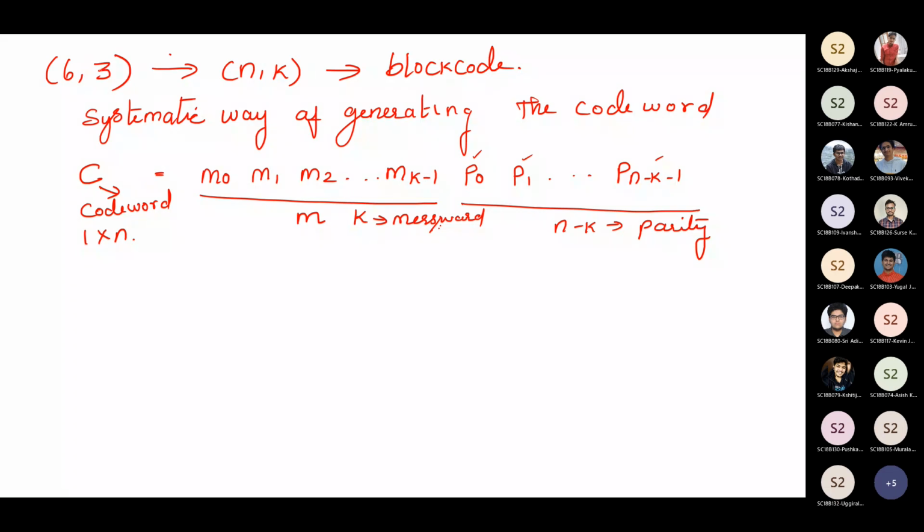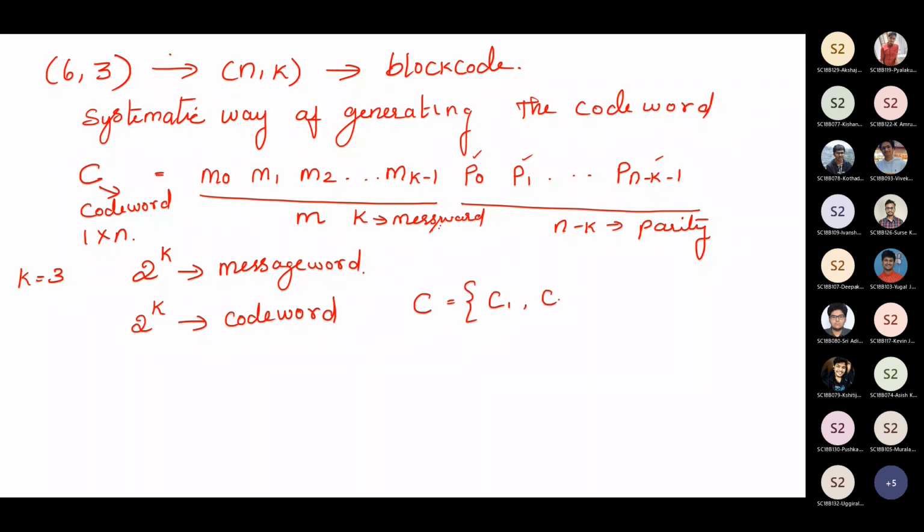So since you have k is equal to 3, you will be having 2 power k possible message words. So it means each message word will be mapped to a code word. So total how many code words you will be having? 2 power k code words, because each message word will be converted into a code word. So the collection of these code words is called as code. We are calling it as code. It consists of the collection of these code words.